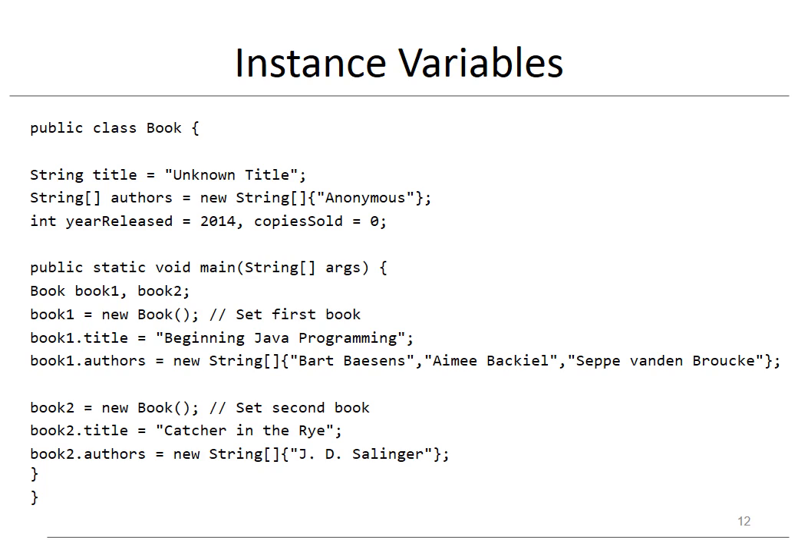The main method creates two book objects using the keyword new, remember. For both books, the title and authors are set. Title and authors are instance variables since they have a different value for each book. This also applies to the yearReleased and copiesSold variables.